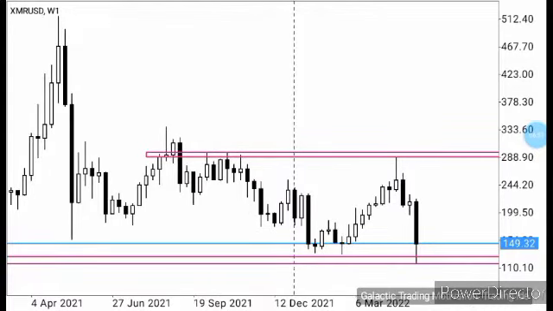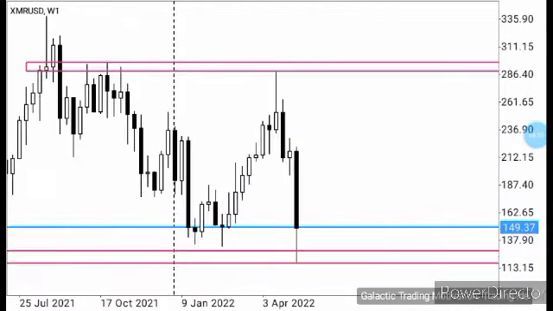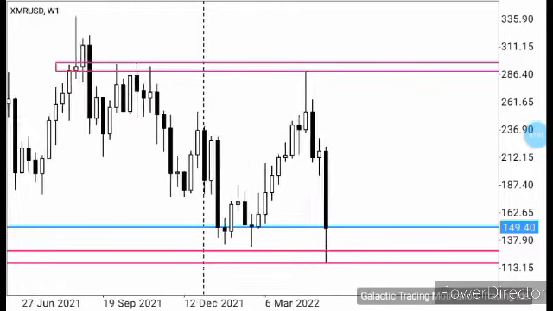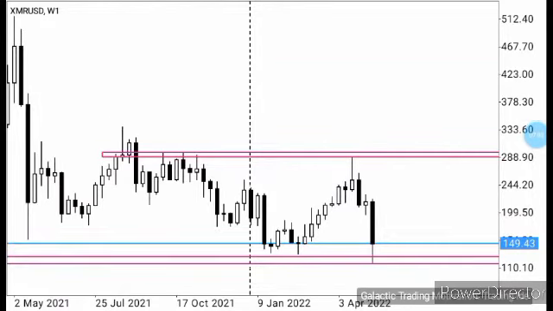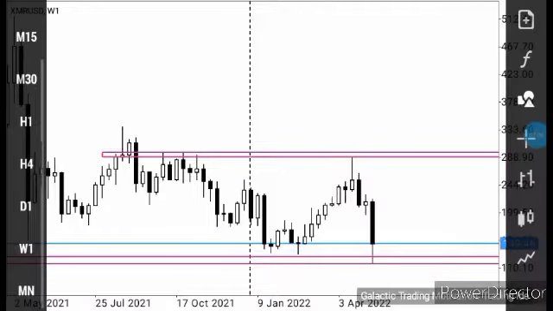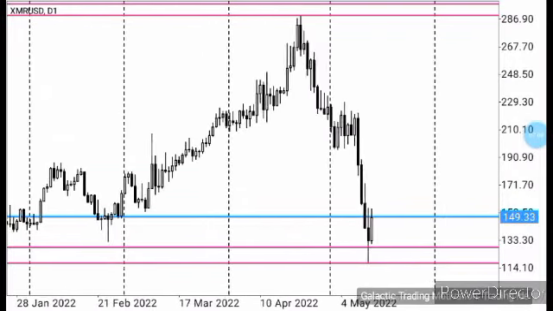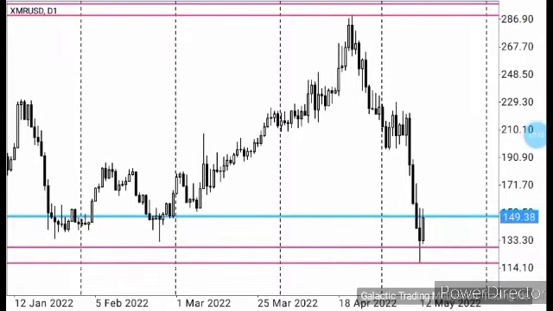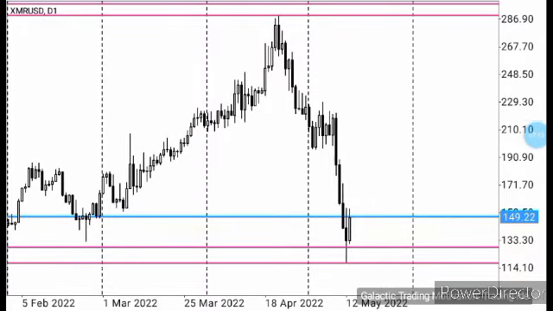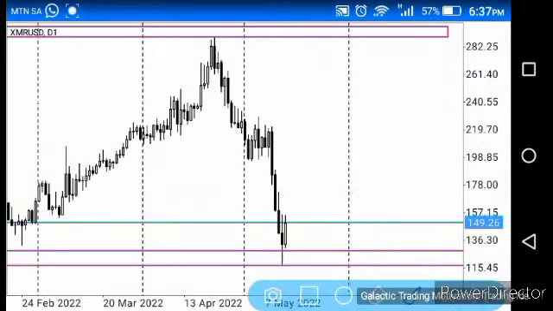Let's see. At this point, I do not see anything else that is significant. So what I'm gonna do right now is head over to the daily chart. Here we go. We've got the daily chart open. The first thing that I can see on this particular chart is that we had this head and shoulders pattern.